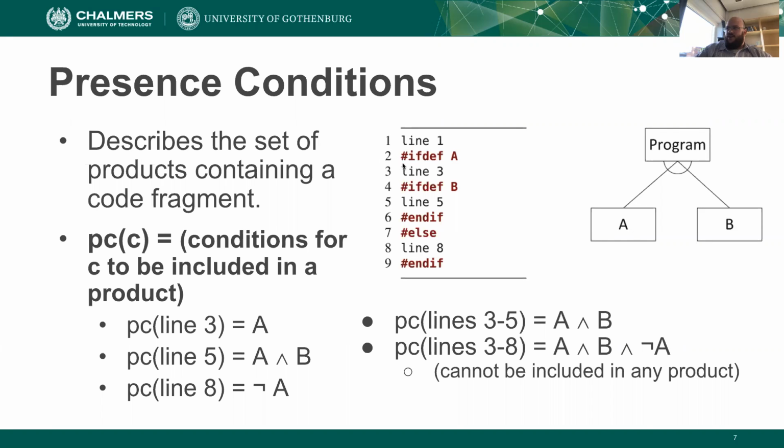So to reiterate in this code, if we're using feature A, line 3 is included. If we're not, line 8 is included. Within this, if we choose it for line 5, if we choose A and B, line 5 is included. Does that make sense?